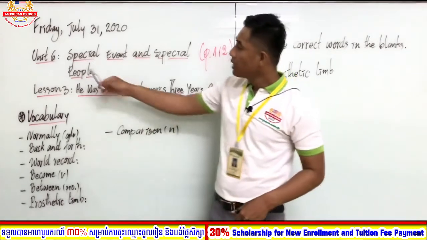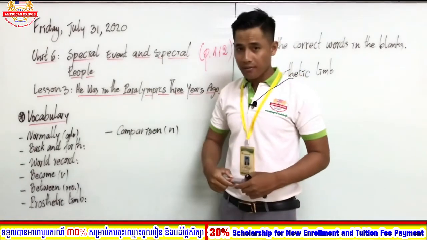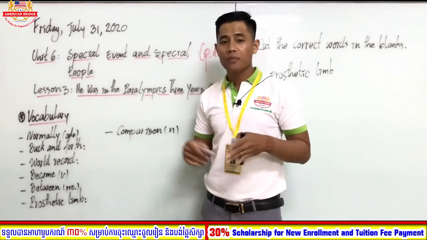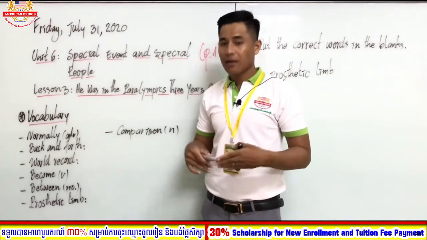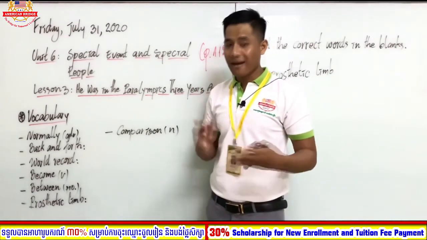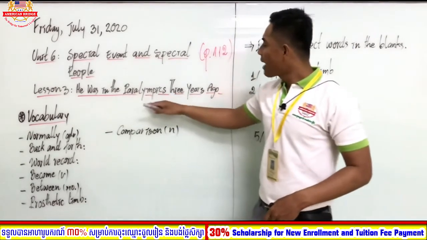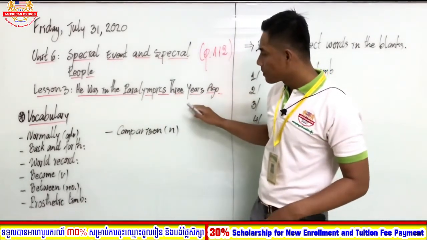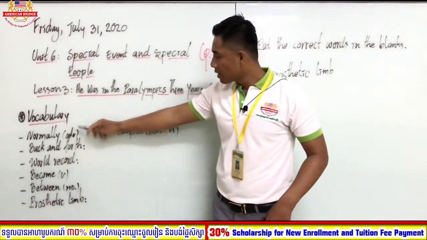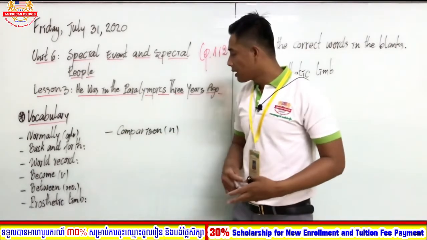Okay, so we are in Unit 6, special event, special people, right? Special people. We talk about the people who used to join the Paralympic Games. Lesson 3. He was in the Paralympics 2 years ago. We talk about one person. Vocabulary. Normally, which functions as an adverb.